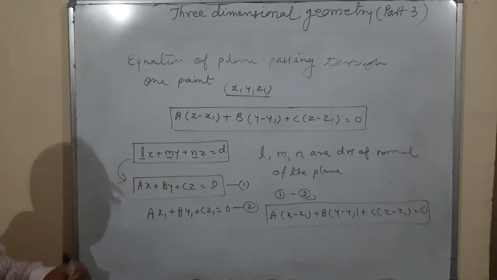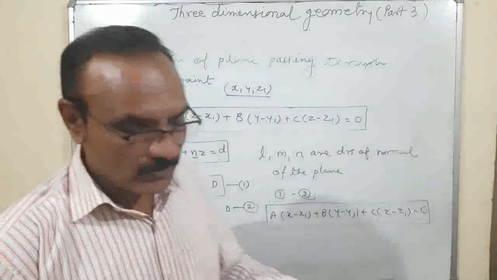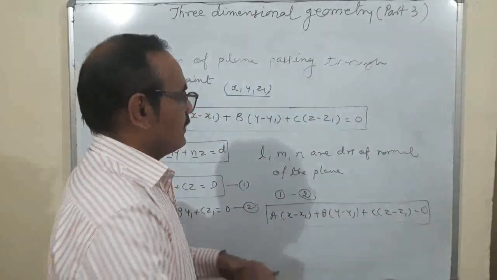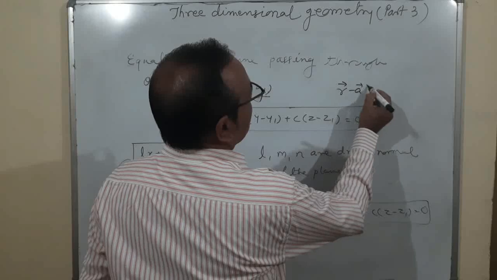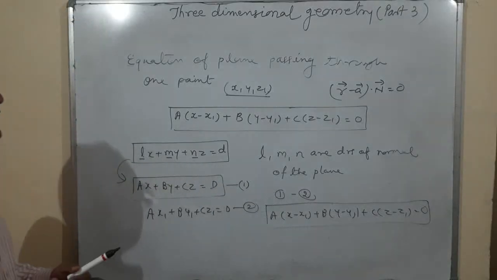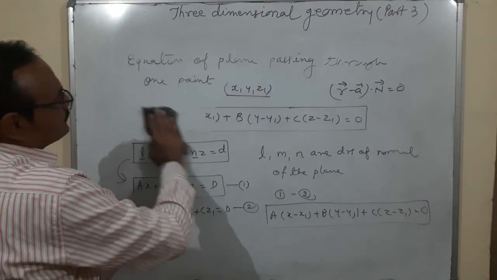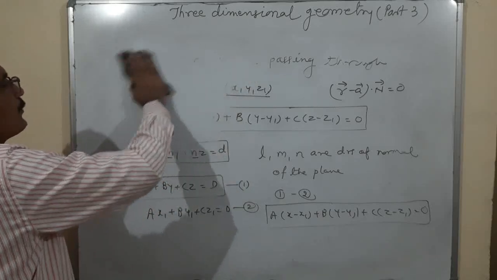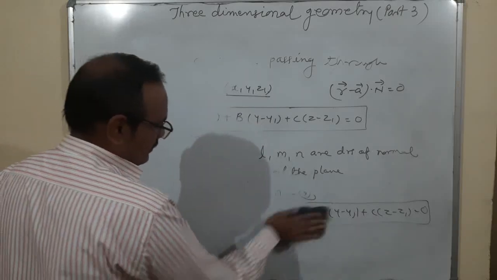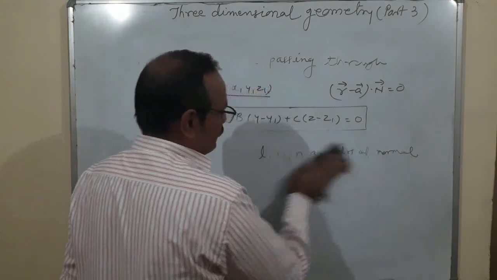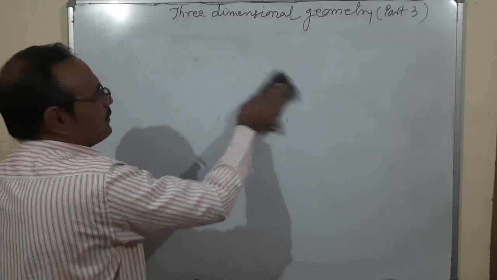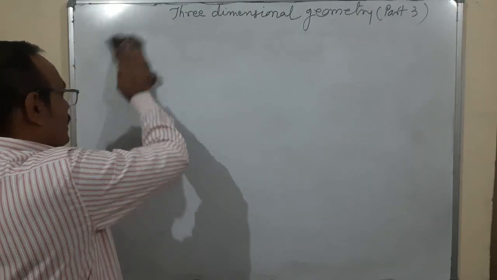Okay. So this is the Cartesian system. When we convert into the vector form, the vector form will be like that: (vector r minus vector a) dot vector n is equal to 0. Right? So this is the equation of the plane passing through one point. Here one very important thing you should remember: whenever the equation is given, these a, b, c you have to treat as direction ratios of the normal of the plane.